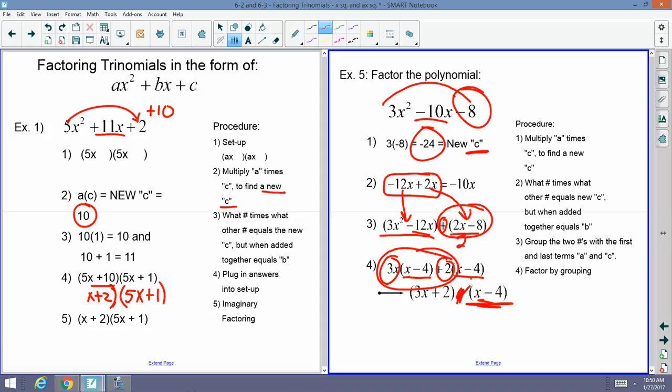Yes, sir. Yes, they have to accept that method. There's nothing wrong mathematically with that. It's an imaginary factor. I mean, if you're in a class where they tell you you have to do it one way or the other, you're gonna have to listen to the teacher.